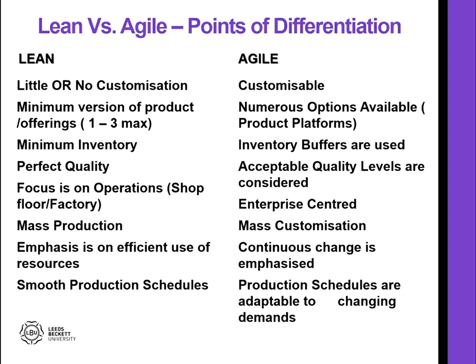So lean versus agile: little or no customization is lean. Agile, lots of customization. Minimum versions of product, so we only want two versions, or make a Ford with four wheels and it's black, whereas agile wants lots of different variables. Minimum inventory buffers are used in agile. Perfect quality versus acceptable quality levels. So there is a fight between lean sometimes and agile. If you can get that balance, that's what you're looking for.